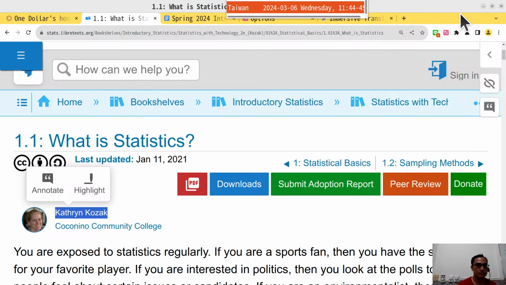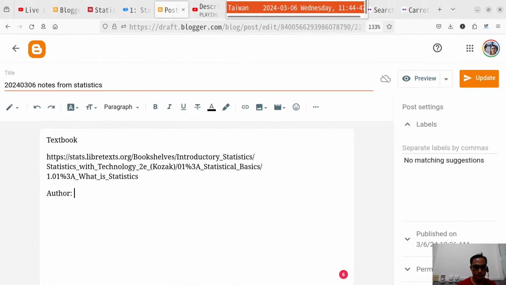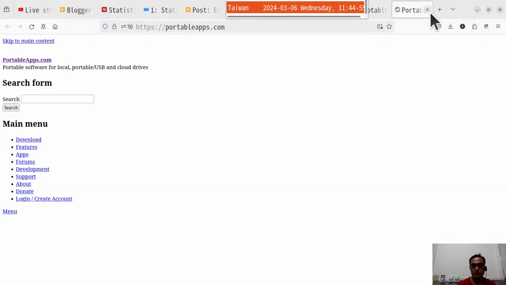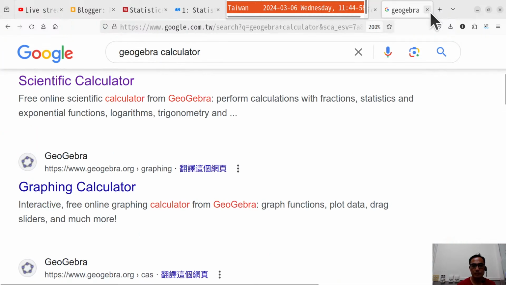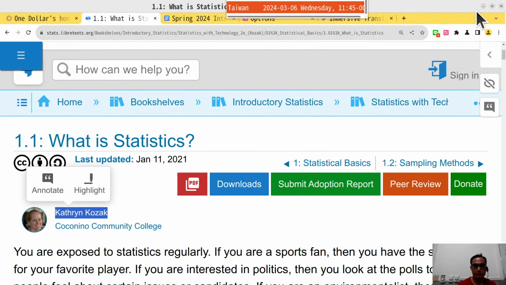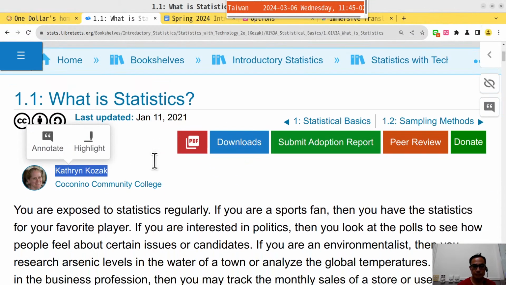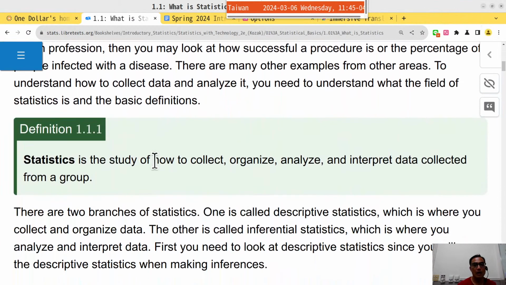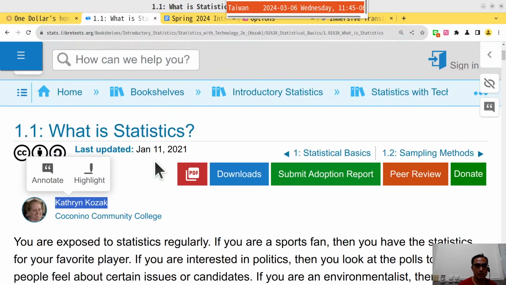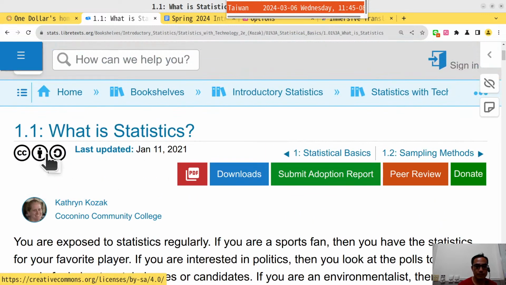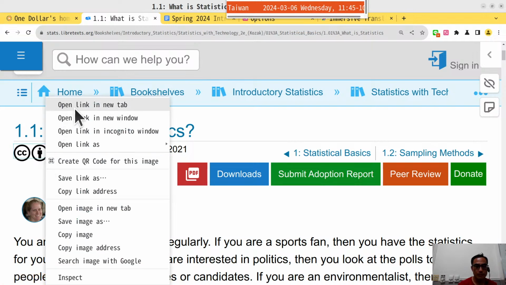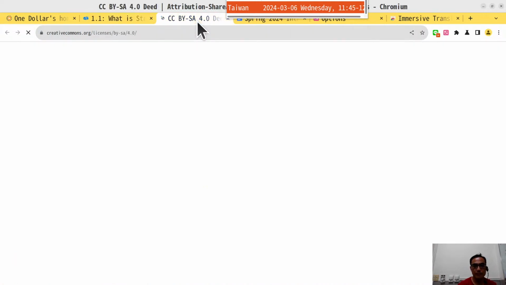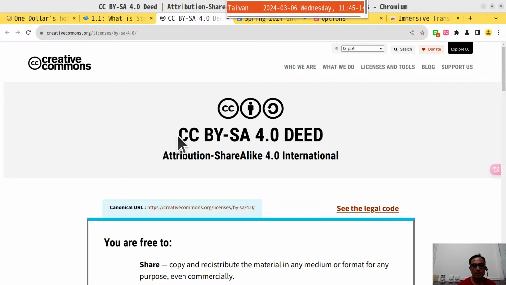So what is statistics? Statistics is basically the science of collecting, analyzing, and interpreting data, even presenting it as well. And statistics can be broken down into 2 categories. On the left, we have descriptive statistics, and on the right, inferential statistics. So let's focus on descriptive statistics first, because you're going to learn that first before you learn inferential statistics.